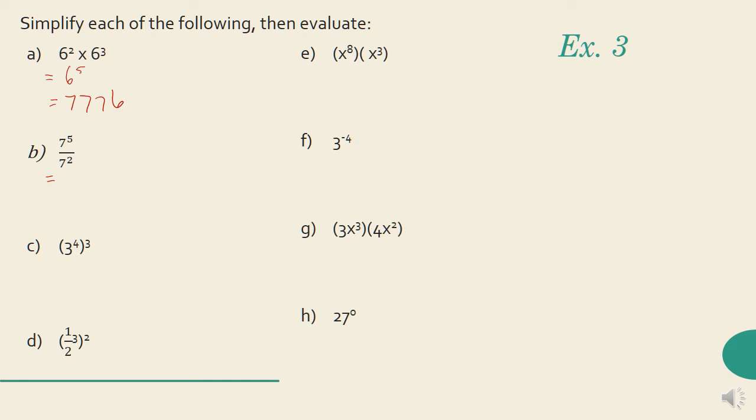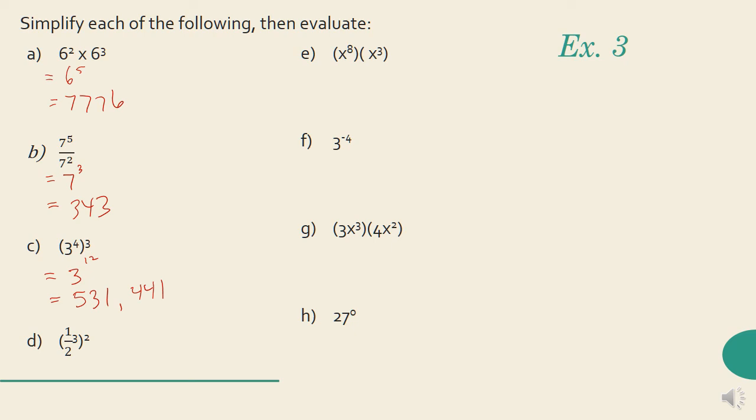How do you know it's quotient law? You're dividing. When you divide, you do what to the exponent? Subtract. 5 minus 2 is 3, and then 7 to the 3, 343. The next one, power law. Exponent to another exponent. So for a power law, you multiply. 4 times 3 is 12. And then 3 to the power of 12, I believe, 531,441.